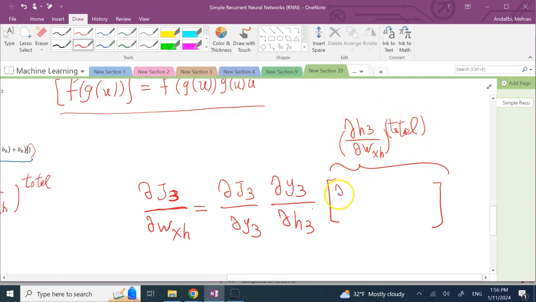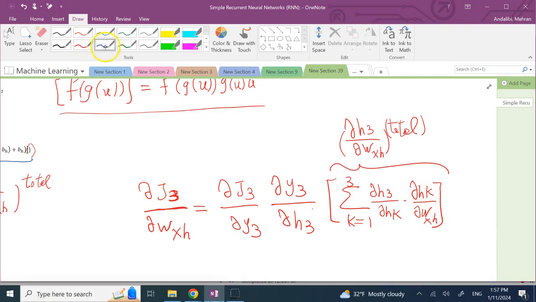It's the direct derivative of that, plus the derivative of h3 with respect to all previous h's. So, h3 with respect to h2, h2 with respect to WXH, h3 with respect to h1, h1 with respect to that. And that whole thing I can write as a summation: k goes from 1 to 3 of the partial of h3 with respect to hk times the partial of hk with respect to WXH.